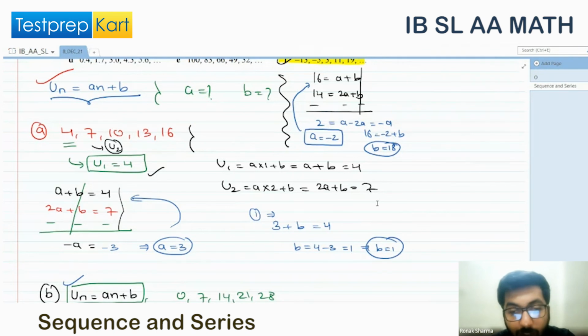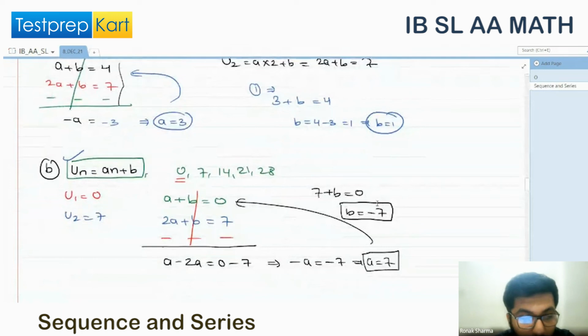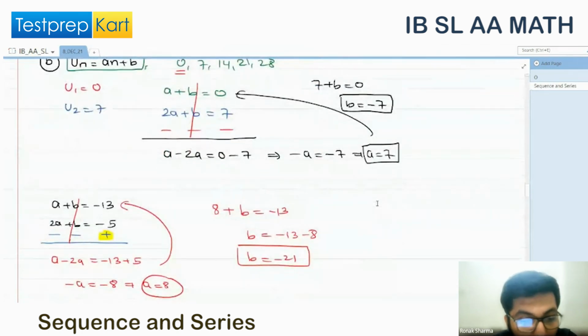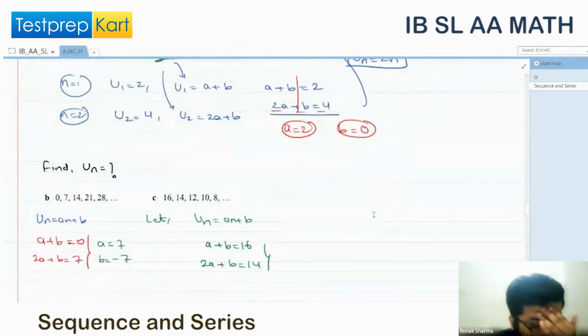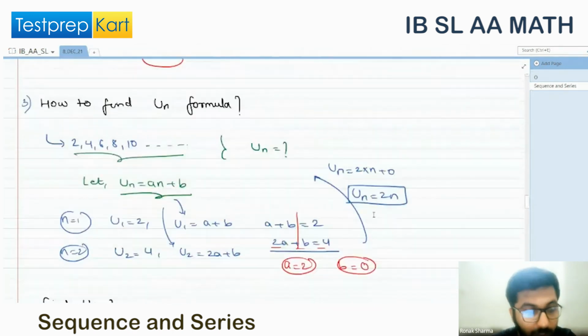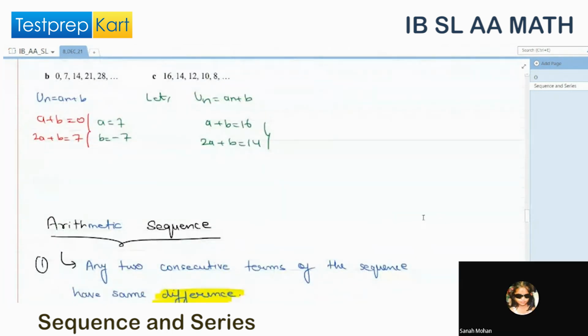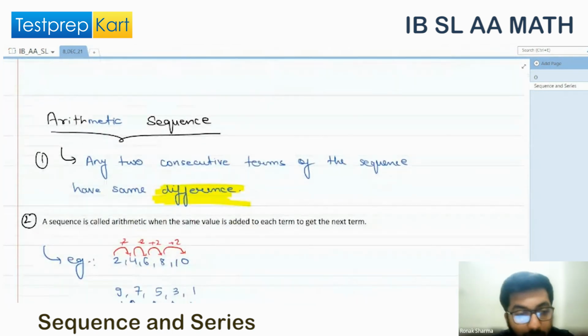Then we get two equations, two variables, a and b. So we'll solve them out, then we'll get the values of a and b. Then we saw the third kind of question. Actually, we're going to do an advanced part of the third question, how to find the formula, because we'll include the geometric sequence also in that.